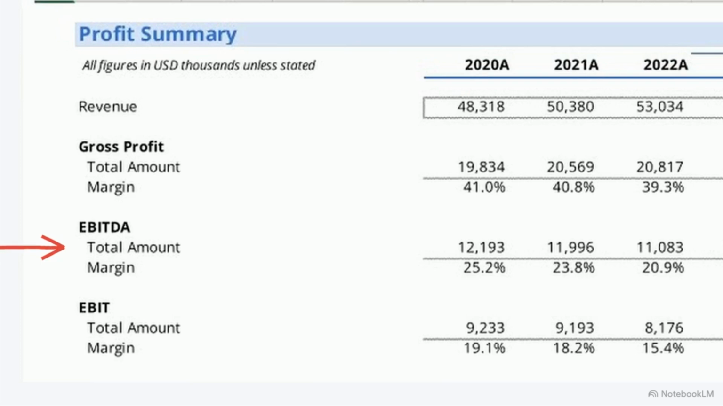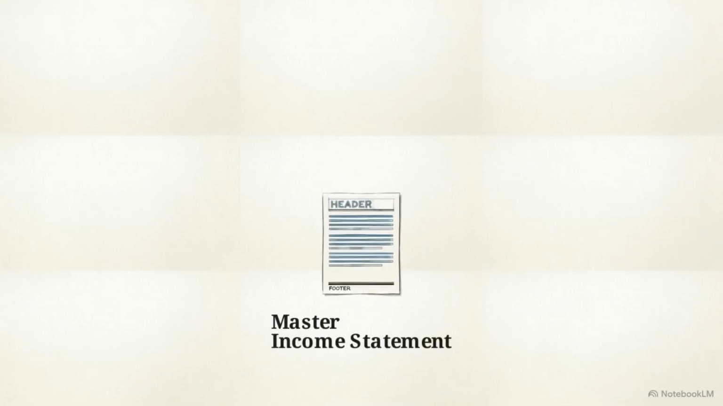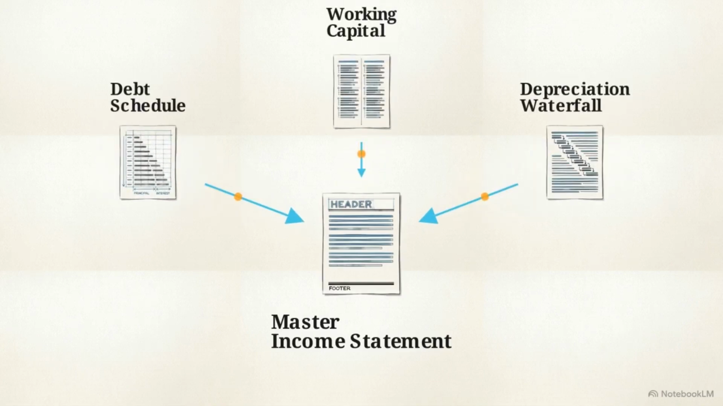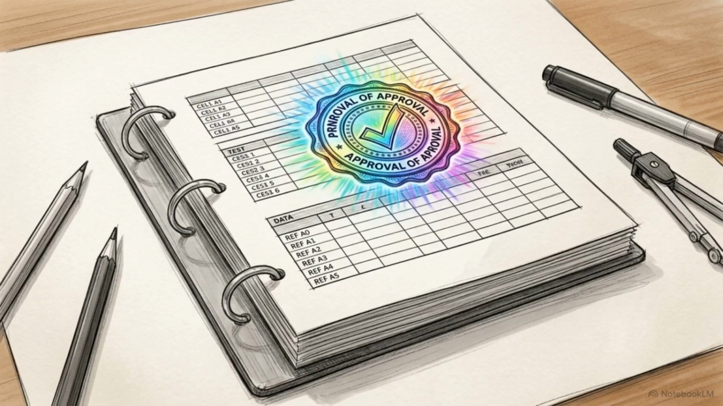To manage complexity, models rely on modularity. Specialized calculations are stripped out of the main statements and placed into dedicated schedules. Adhering to these hygiene and modularity standards ensures that the final model functions as an auditable, institutional-grade financial asset.